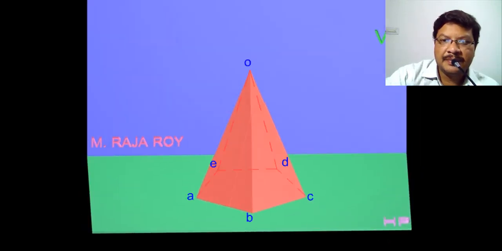Okay, this is the position of the solid. It is a pentagonal pyramid. A, B, C, these corners are visible and D, E are invisible. This D, E I am representing with dashed lines. This is the apex. Now I will cut the solid with a section plane which is perpendicular to HP and inclined to VP.